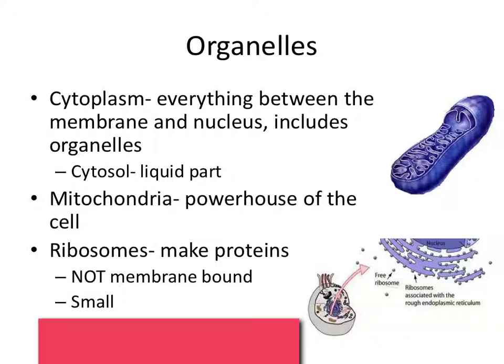Ribosomes are another organelle. These are where your cells make proteins. They have a pretty important job. They are not membrane bound. Remember I said prokaryotes don't have membrane bound organelles. These don't have membranes, right? And they're really, really small. Pretty much the smallest organelle inside the cell.